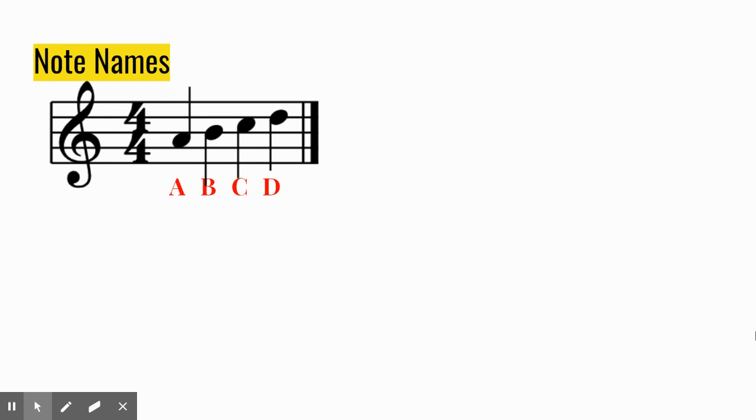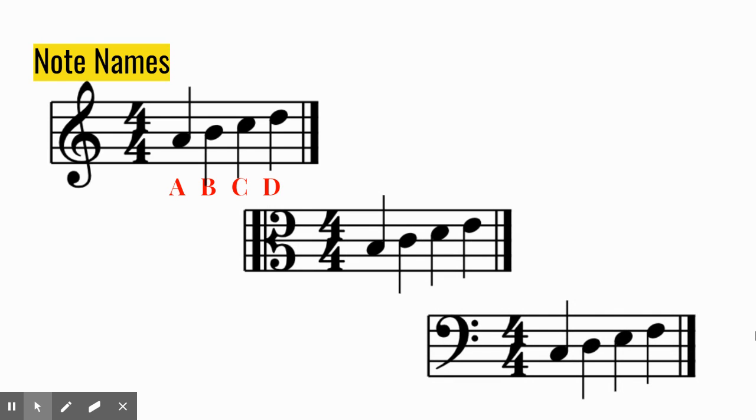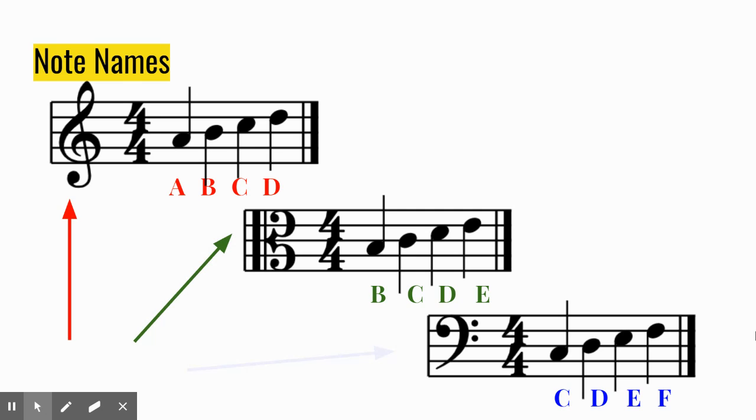Let's look at some notes. These are called A, B, C, D. Notice how the notes alternate between space, line, as they go up. These other examples have notes that look the same as the first example, but the note names are different. That's because of the different symbols at the beginning of each example. These symbols are called clefs.